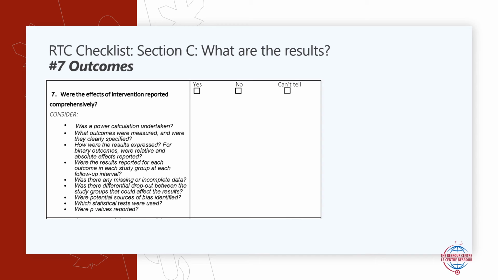We're also looking to make sure that the results were expressed appropriately and reported accurately, meaning we're looking to make sure that there's no missing or incomplete data, that there isn't a differential dropout between the study or the intervention group, and that the researchers have thought about potential sources of bias. So this is a big section, and we'll go through it one by one in the next slide.